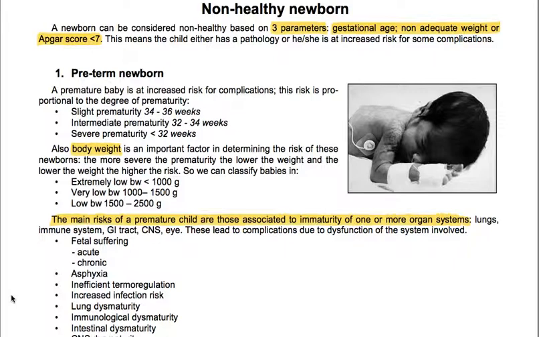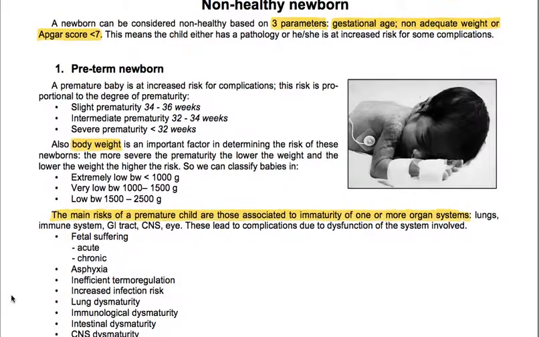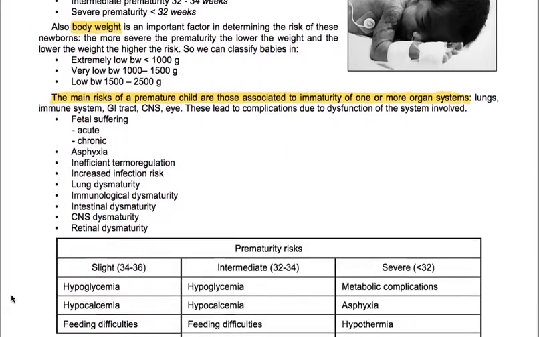The main risks of a premature child are those associated to immaturity of one or more organ systems: lungs, immune system, GI tract, CNS, eye. This leads to complications due to dysfunction of the system involved. You can have fetal suffering, which can be acute or chronic, asphyxia, inefficient thermoregulation, increased infection risk, lung dysmaturity, immunological dysmaturity, intestinal dysmaturity, CNS dysmaturity, retinal dysmaturity.